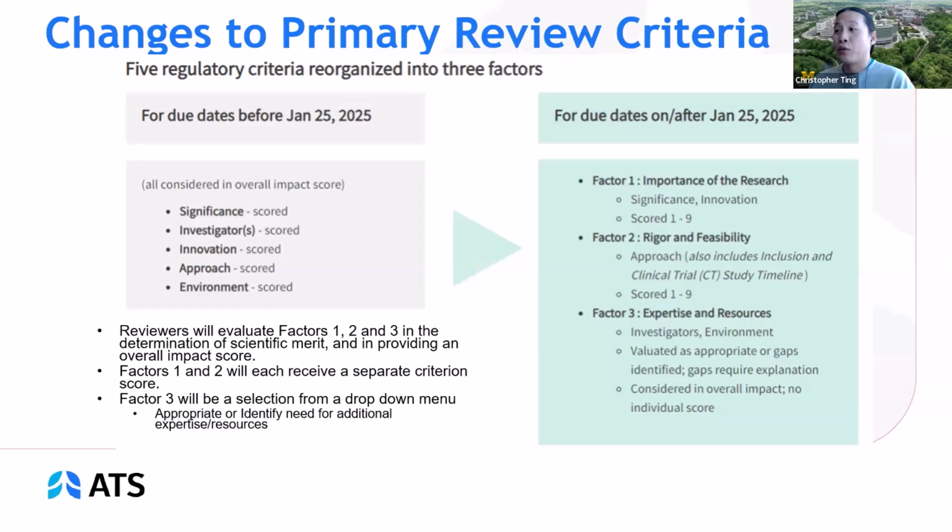So to summarize these new factors as one-liners, factor 1 really asks whether the research should be done. Factor 2 asks, can it be done? And factor 3 asks whether the resources are appropriate.